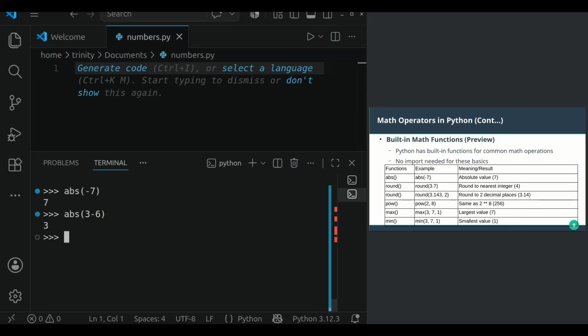Now the next function I have is the round function. The round function, just like the name implies, rounds a number to the nearest integer.